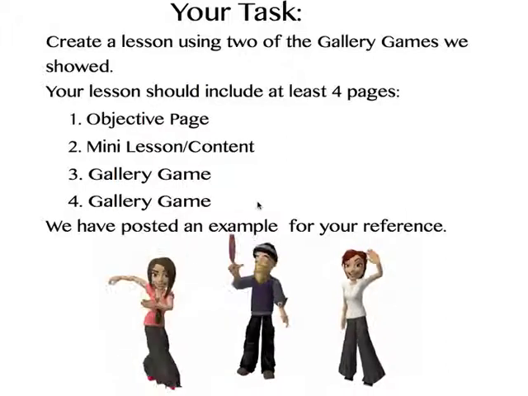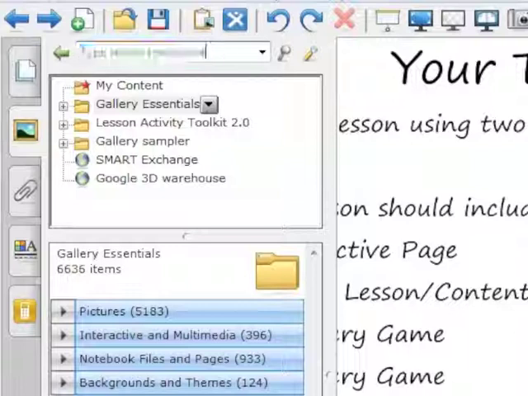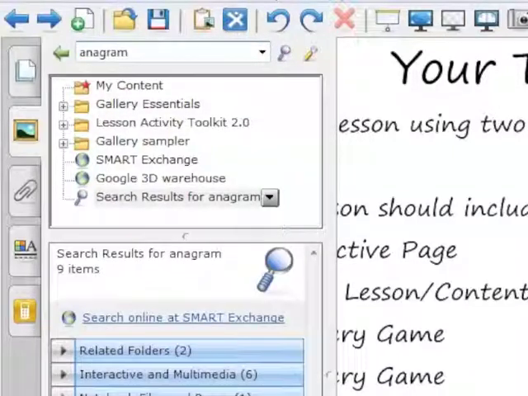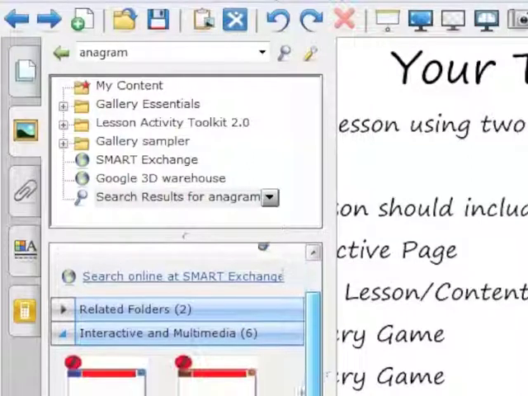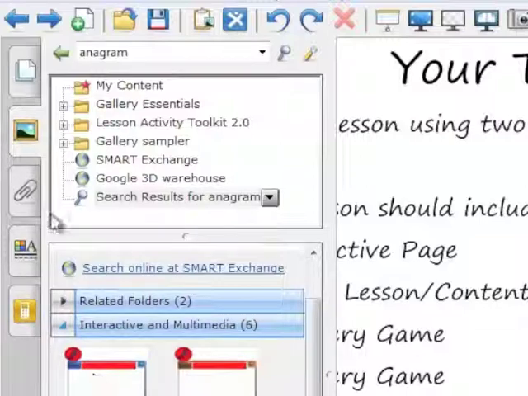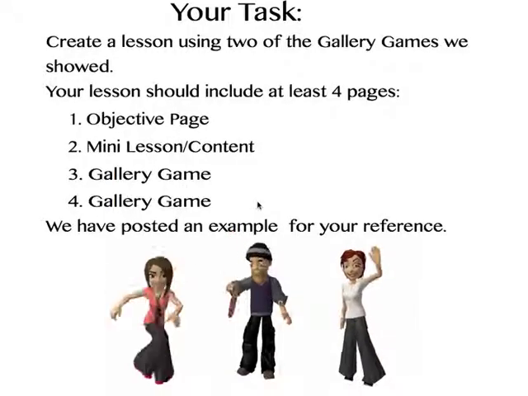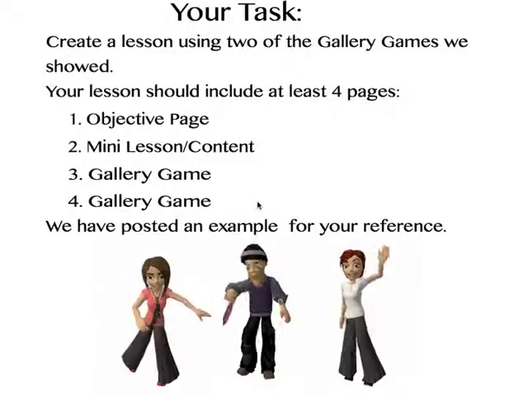Okay. But you just go right over to the gallery tab, and you just search for whatever gallery game it was. So if you liked the anagram, you would just come over here and search for anagram, grab it under interactive multimedia. That's where all the fun is. That's always where the fun is. Choose your color anagram and just drag it right out into your Smart Notebook page. Click at it and go to town.